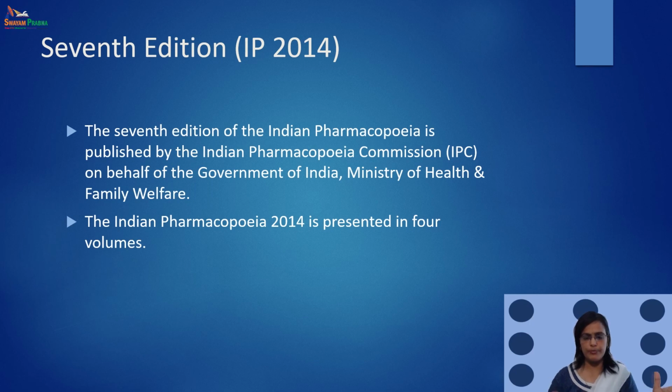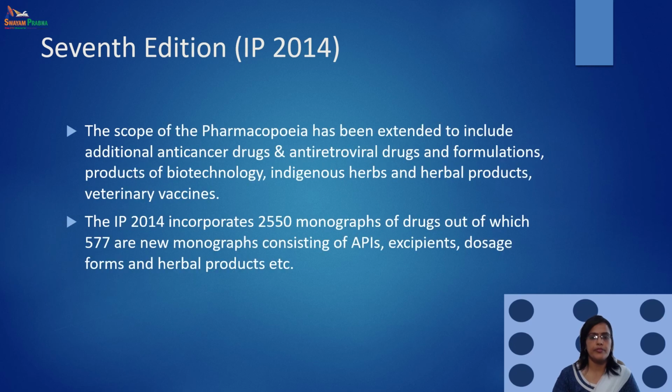The 7th edition of the Indian Pharmacopoeia was published by the Pharmacopoeia Commission on behalf of the Government of India, Ministry of Health and Family Welfare, in 2014, and it was presented in 4 volumes. The 7th edition, which came in 2014, incorporates 2,550 monographs of drugs, out of which 577 are new monographs consisting of API, excipients, dosage forms and herbal products.